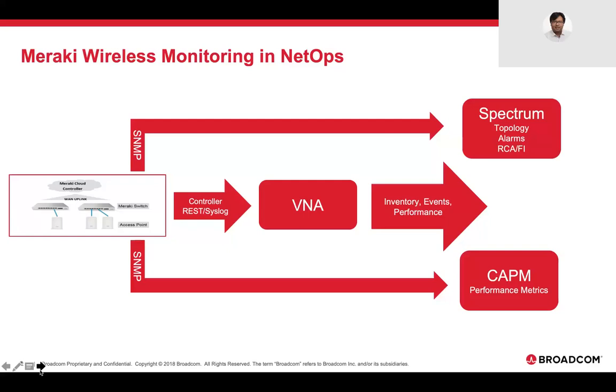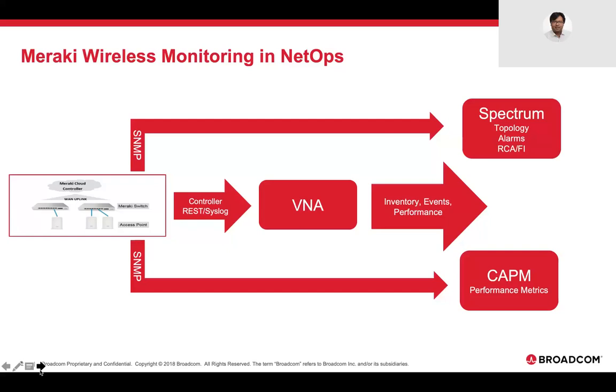The way we have tapped this from a solution perspective is we are relying on our VNA, the virtual network assurance component, to actually talk with the Meraki controller. That's through APIs and syslog. That's how the VNA is able to extract the information out of the Meraki cloud controller. And then we also have SNMP information if available from the access points and the Meraki switches.